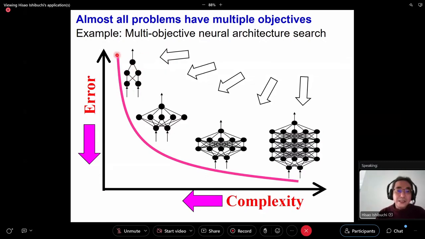It is clear that there is a trade-off boundary here. It is impossible to have a very simple neural network with extremely high accuracy. This ideal solution is infeasible because of the trade-off surface between complexity and error. The core concept of multi-objective computation is the trade-off surface, this pink line.